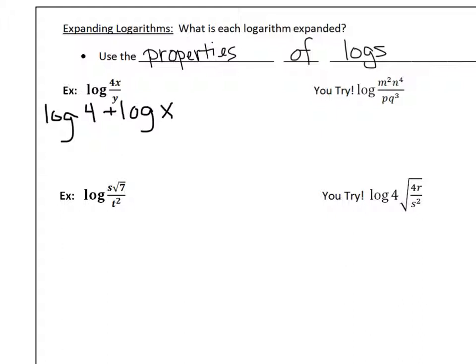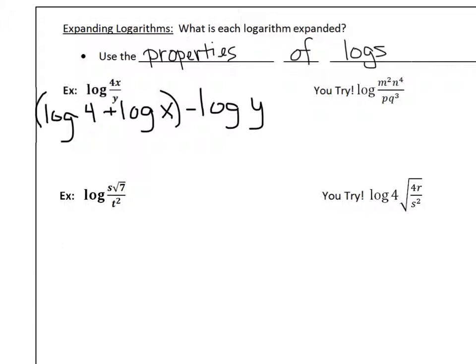And then it's being divided by y. Well, since both parts are being divided by y, I'm going to put parentheses around here. And I know that in log world, I can switch from division to subtraction. So minus log of y. And there it is in expanded form. So again, the biggest thing to remember is any little piece that's in there is going to have its own log.